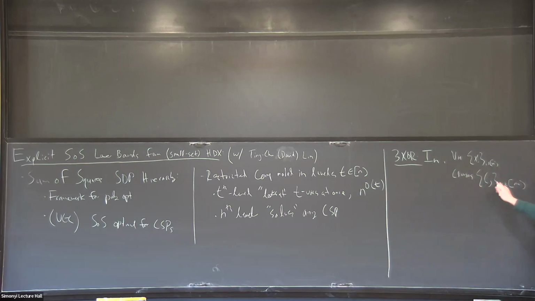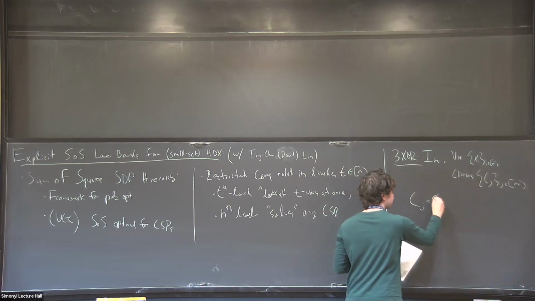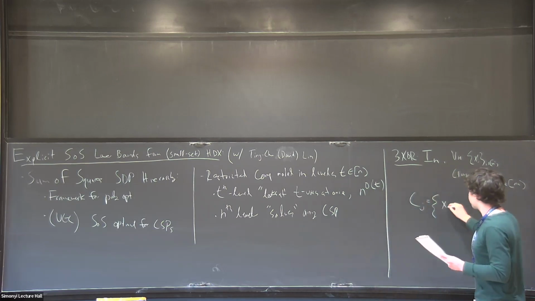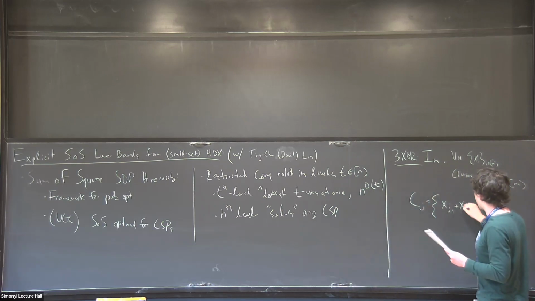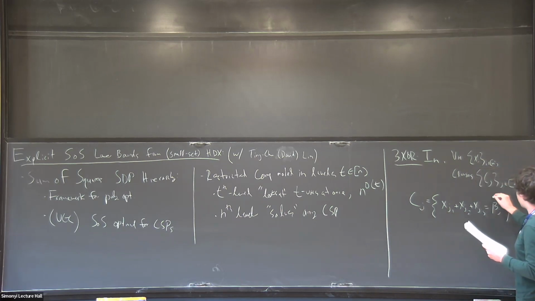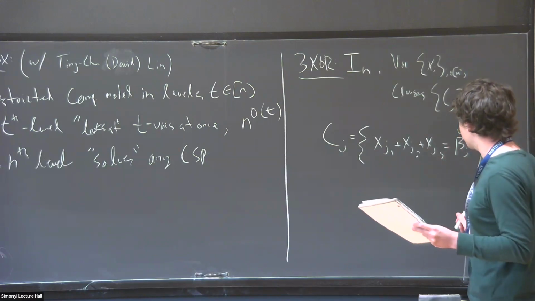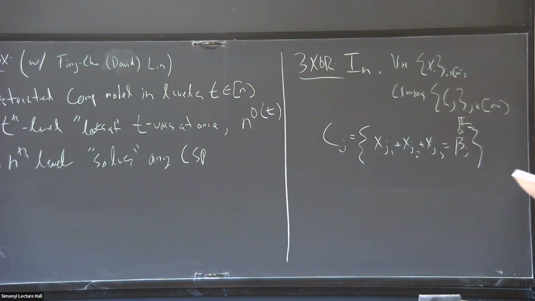Well, all of the clauses Cj are linear equations, right? They have the following form. Cj will be written as a sum of 3 variables, xj1 plus xj2 plus xj3 equals beta j, where this is some value over F2, and these are variables over the cube. So we're looking at these equations mod 2 over F2. And okay, so that's the instance of 3 XOR.